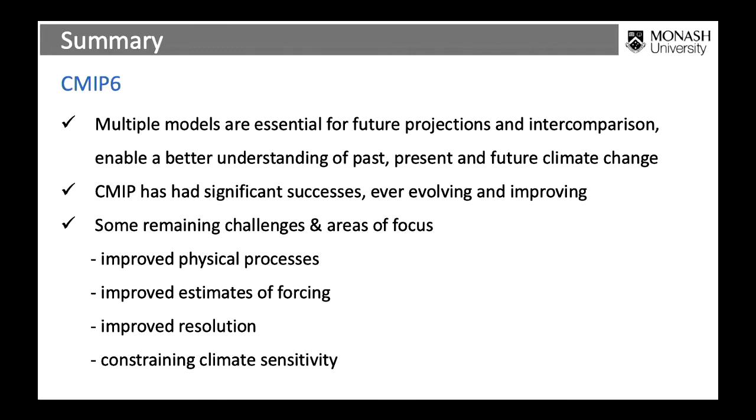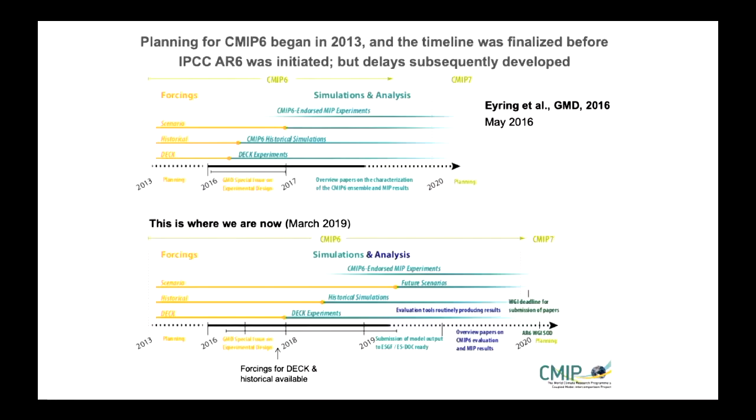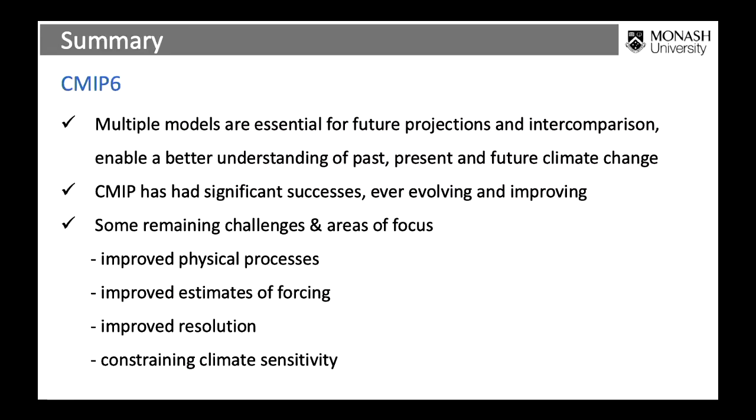I think CMIP has been a really nice model, but it is ever-changing and improving. There's a lot of remaining challenges. And I think one of the biggest challenges is how to get better support for this infrastructure. Some of the problems here were to do with the fact that one single scientist was coming up with the ozone forcing for CMIP. And if that person got sick, then that was a point of failure.